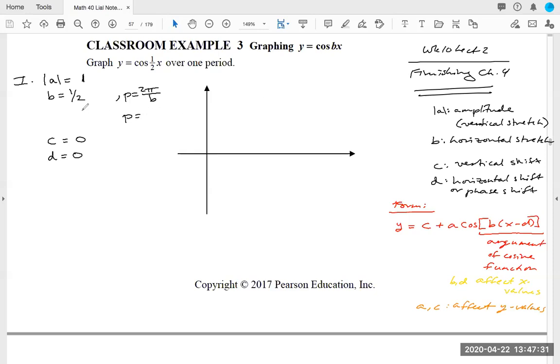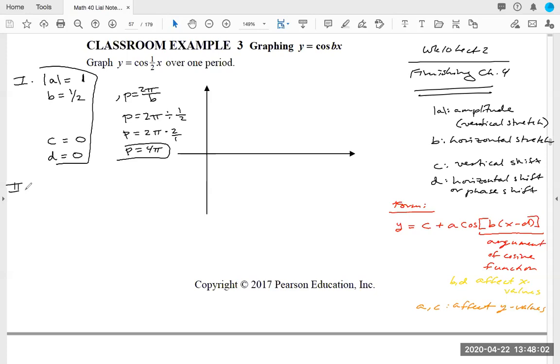And then the period is actually going to be 2 pi divided by b. So be careful here. You have 2 pi divided by 1/2. So your period is actually going to be 2 pi times 2 over 1, which is 4 pi. Okay, so these items we'll need before we continue.